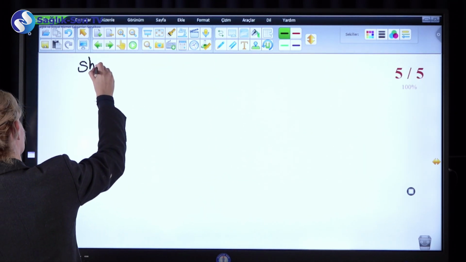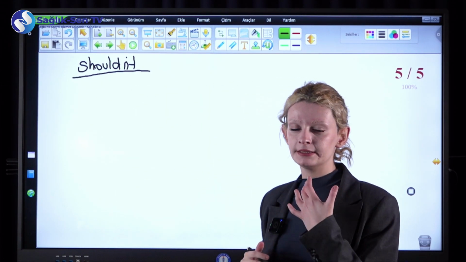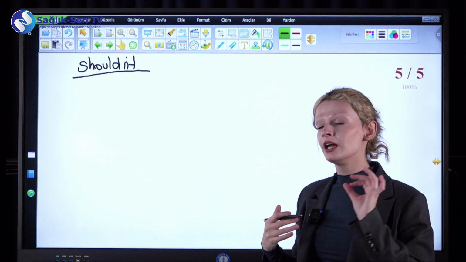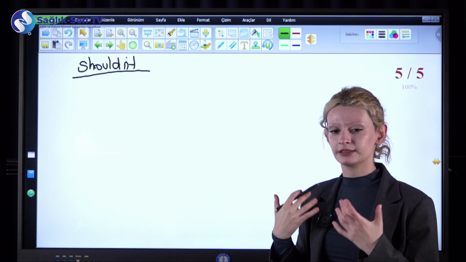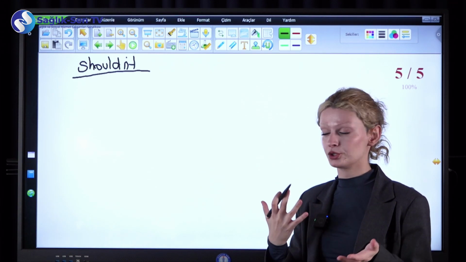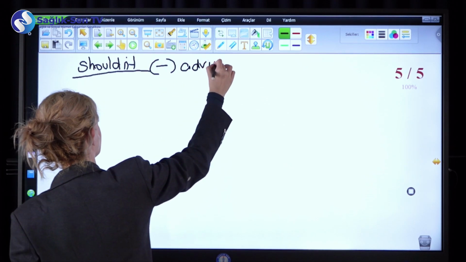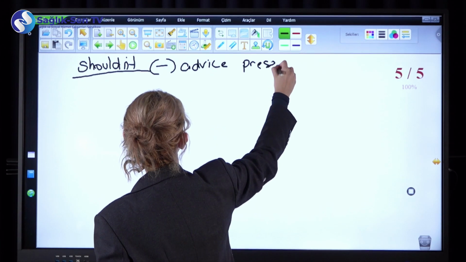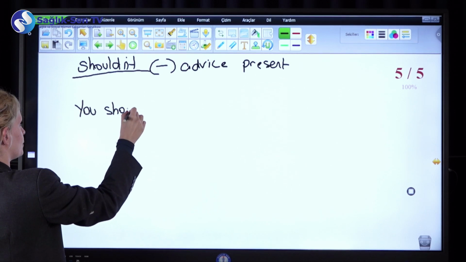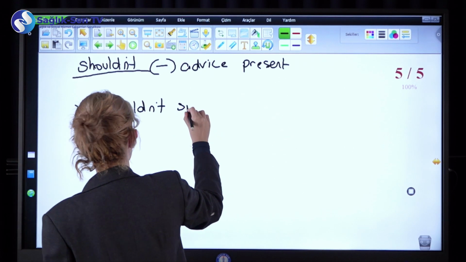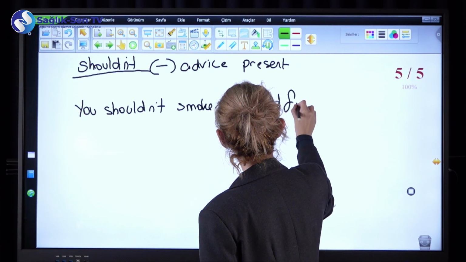What about shouldn't? Again, this modal expresses advice in the present, but we're telling someone that we think they shouldn't do something. Negative advice in the present. For example, you shouldn't smoke. It is bad for you.